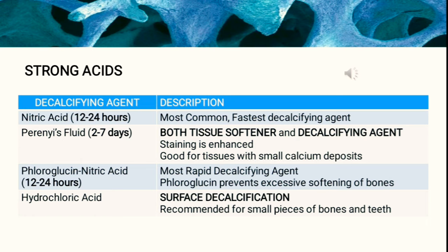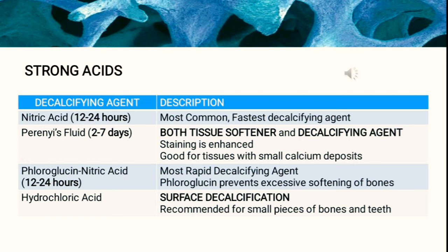Phloroglucin-nitric acid has a decalcification time of 12 to 24 hours. It is the most rapid decalcifying agent, and it prevents excessive softening of the bones. Hydrochloric acid serves as a surface decalcification, and it is recommended for small pieces of bones and teeth.